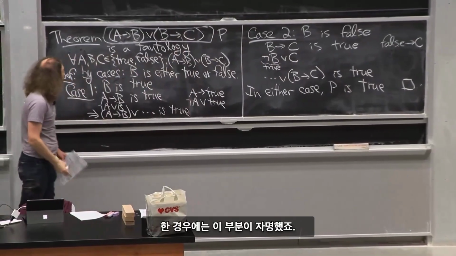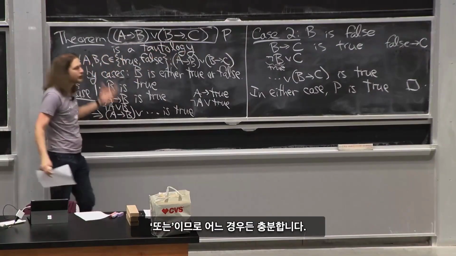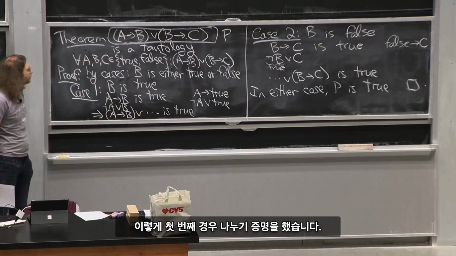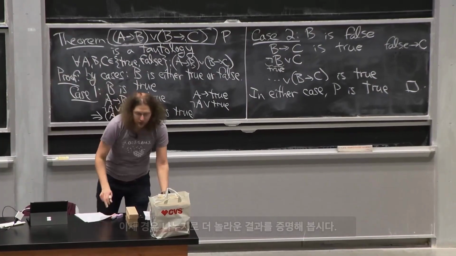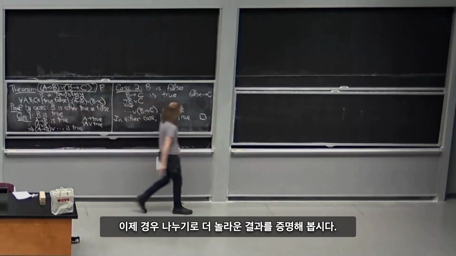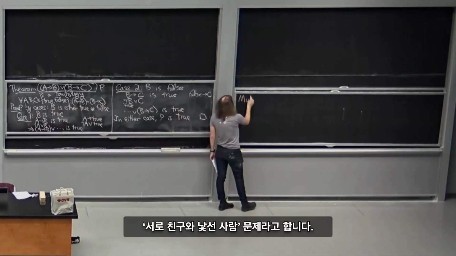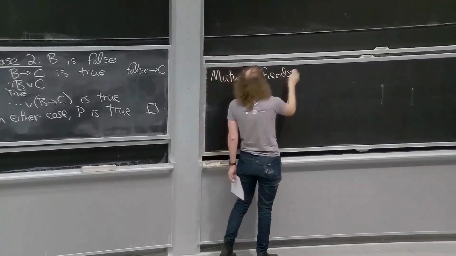Cool. So in one case, this part was trivial. In the other case, this part was trivial because it's an or, we're happy in either case, and we've done our first proof by cases. Pretty straightforward. Let's do a more surprising result using proof by cases called mutual friends and strangers.